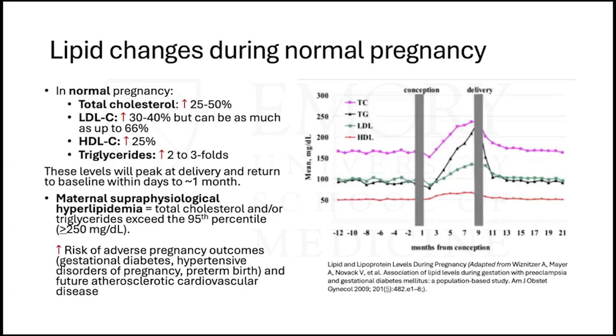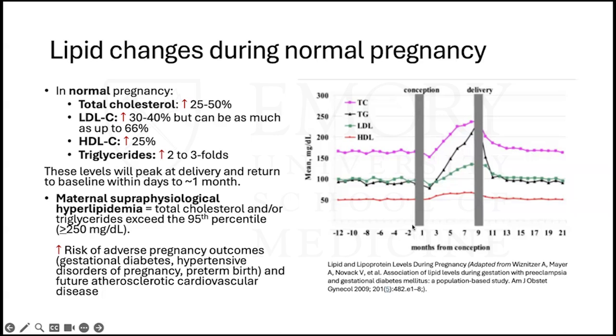And so in normal pregnancy, it's actually expected that your total cholesterol will increase by 25 to 50%. LDL also increases by usually 30 to 40%, but can be as much as 60%. And then HDL goes up by 25%. The thought process behind why HDL also goes up is because it's trying to counteract the, I guess, the atherogenicity of LDL. And then triglycerides also increase by 2 to 3 folds.